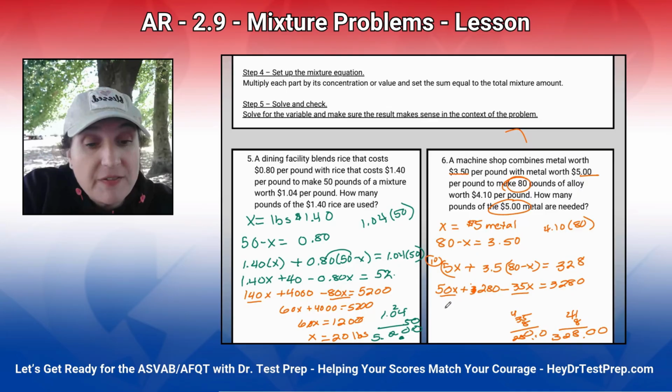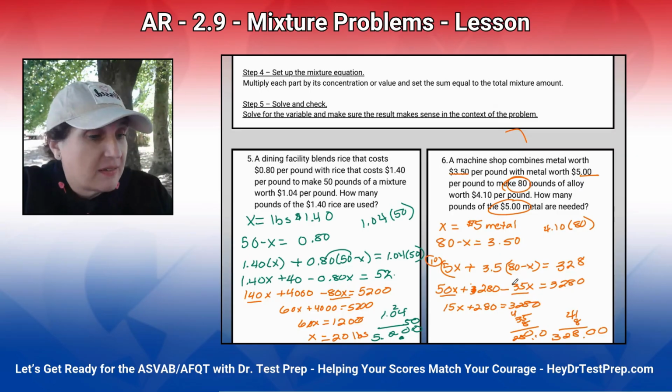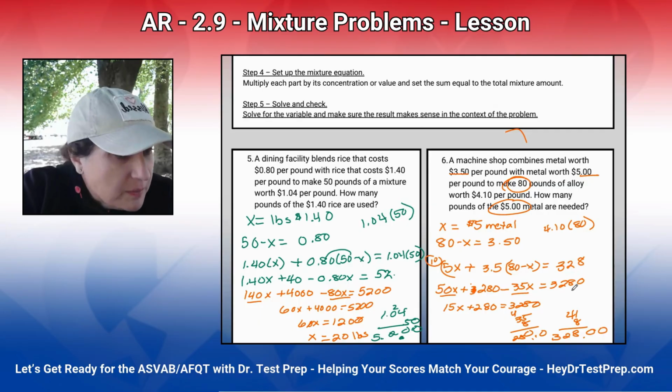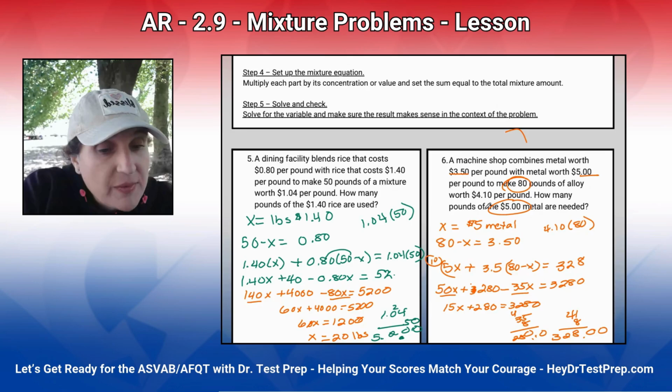These combine to 15x. Is it really this easy? It is. 280, 328. All right, look at that. 328, 280. Yeah, that's right.